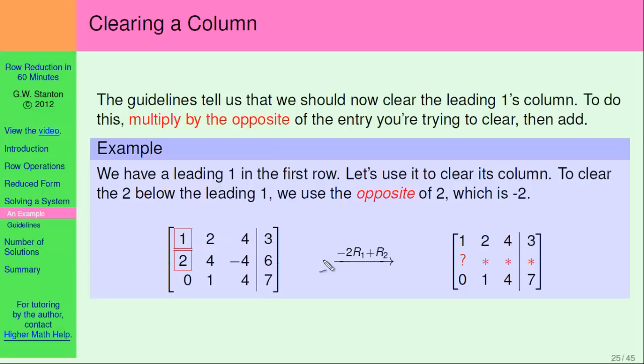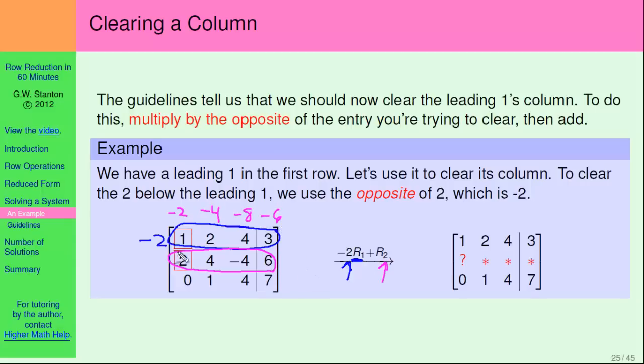We're going to take row 1, multiply it by negative 2, and then add it to row 2. Again, if we like, we can write the result of multiplying row 1 by negative 2 above the matrix. So in that case, we would have negative 2, negative 4, negative 8, and negative 6.